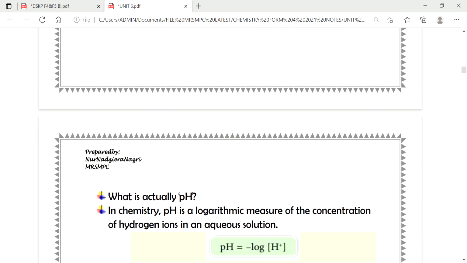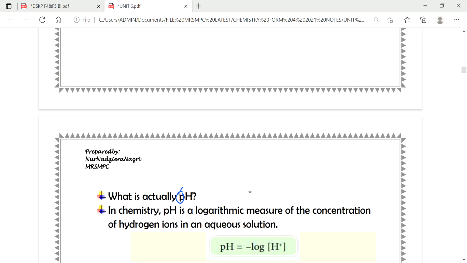what is actually pH? I'm pretty sure that most of the students know the pH scale: 0 to 6 is acid, 7 is neutral, 8 until 14 is alkaline. But not all of you know what pH stands for. Okay.